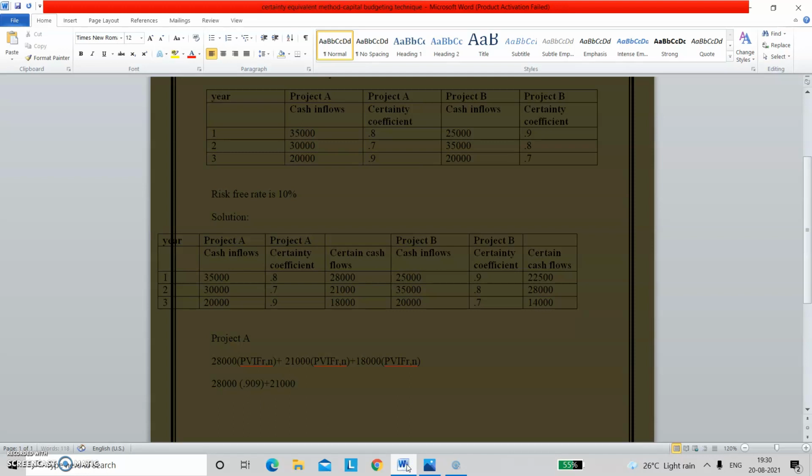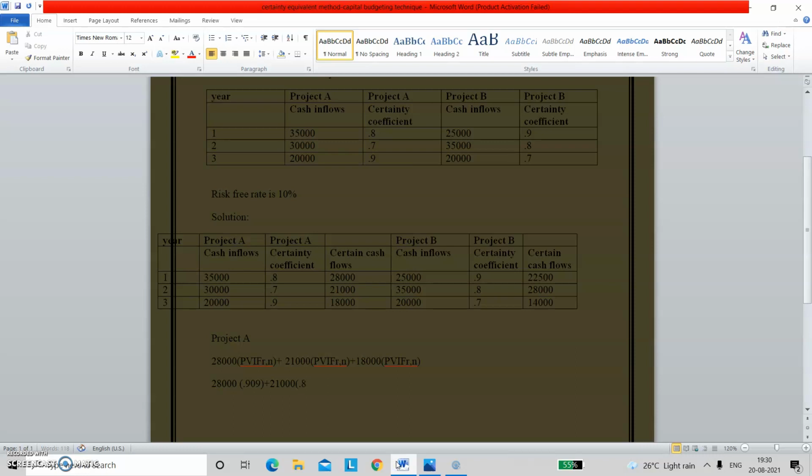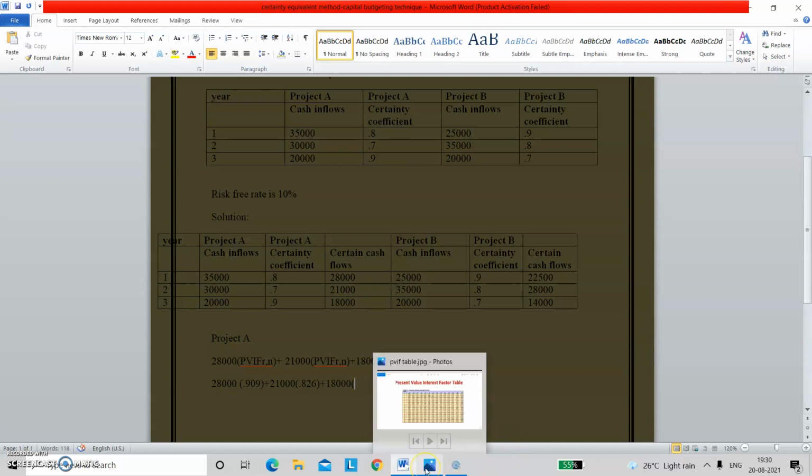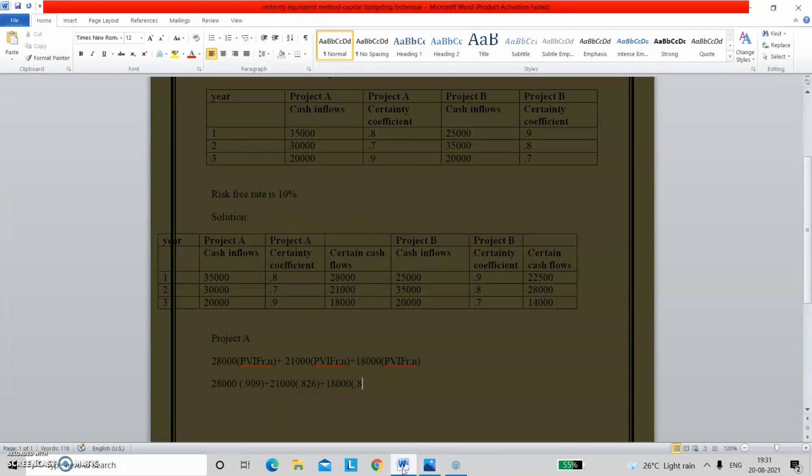Then 21,000, I am going to get this return at the end of second year. That means at the end of 2 years, I am going to get the return of 21,000. So for 10% at the end of 2 years is 0.826, right? So we are going to multiply it with 0.826. Then 18,000, right? This is the amount which I am going to earn at the end of year 3. That means for the third year I have to see this, that is 0.751, right? So this is 0.751, fine.